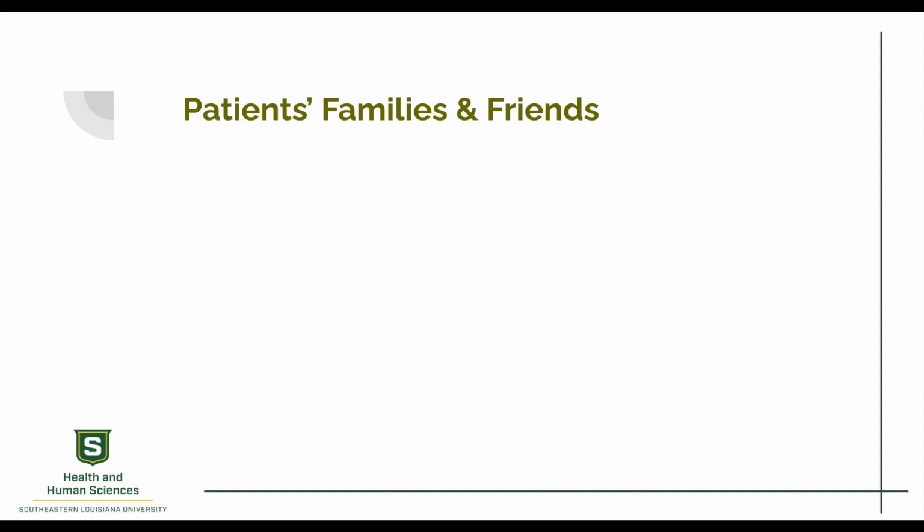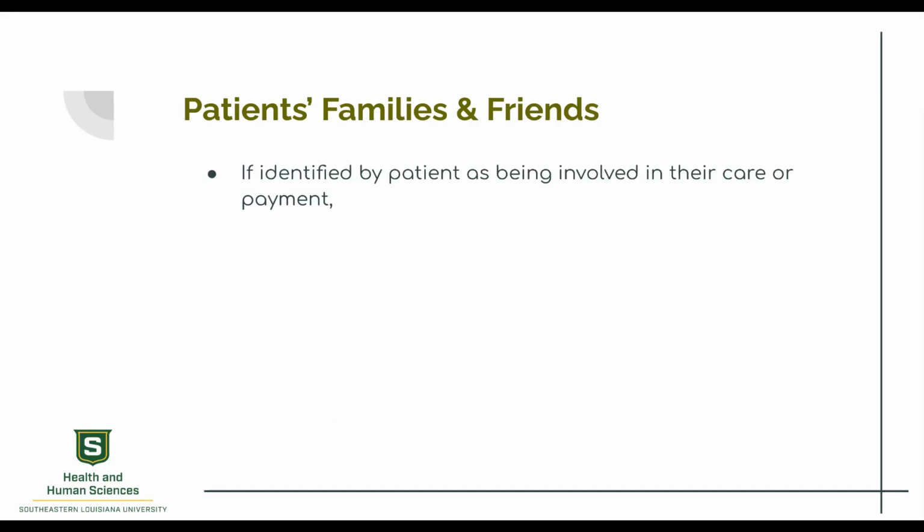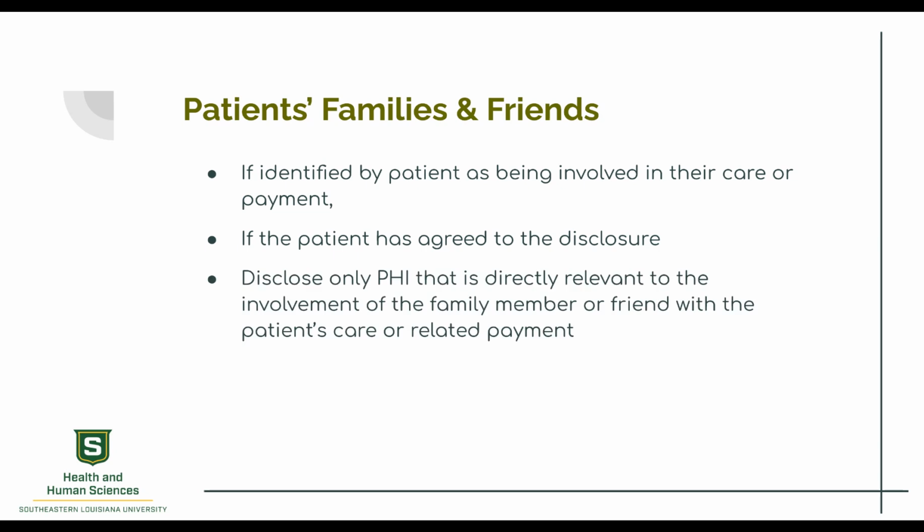patient information you can disclose to their families and friends has to be identified by the patient. So the patient says, "This is who I have identified to be involved in my care, or this is who I've identified to be involved in payment, and this is the kind of information that I'm okay with this person knowing." Which at the very root of it is the patient saying, I have agreed to this disclosure.